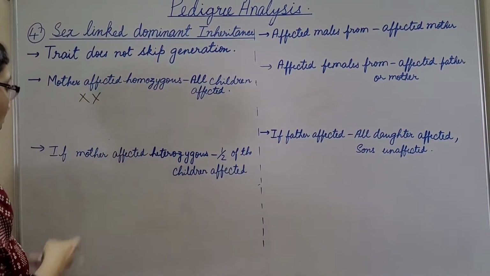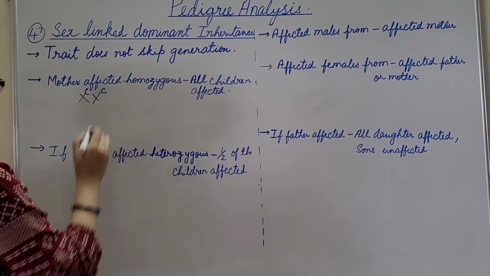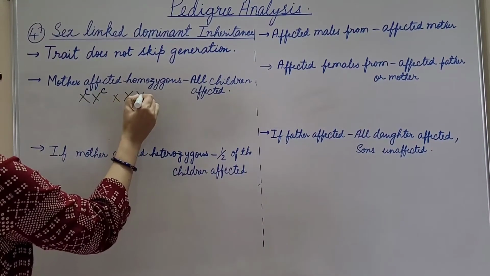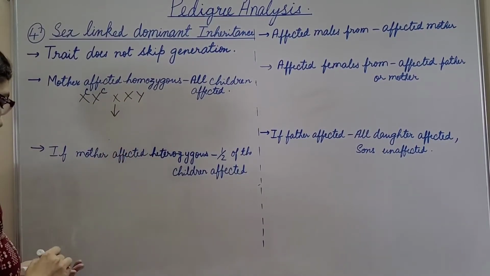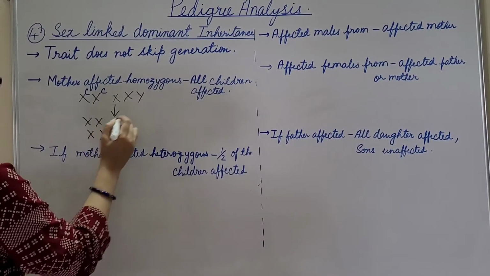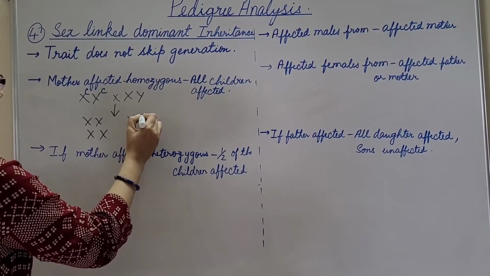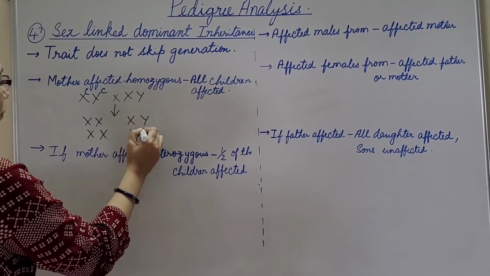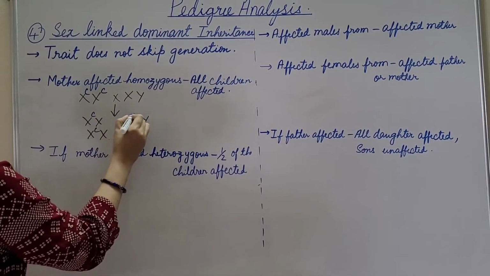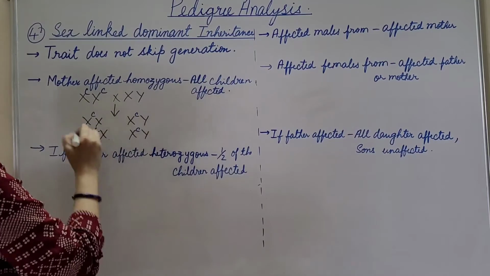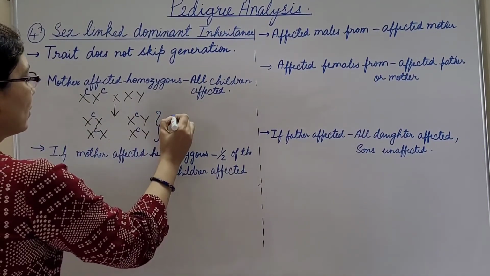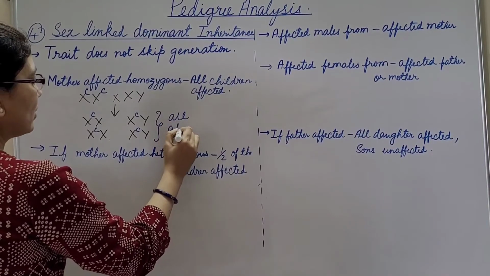This is the mother. It has the dominant allele in both X chromosomes, and this is the father. So here all the children have at least one X chromosome having the dominant allele, or all the children have at least one copy of the dominant allele. Hence, all are affected.